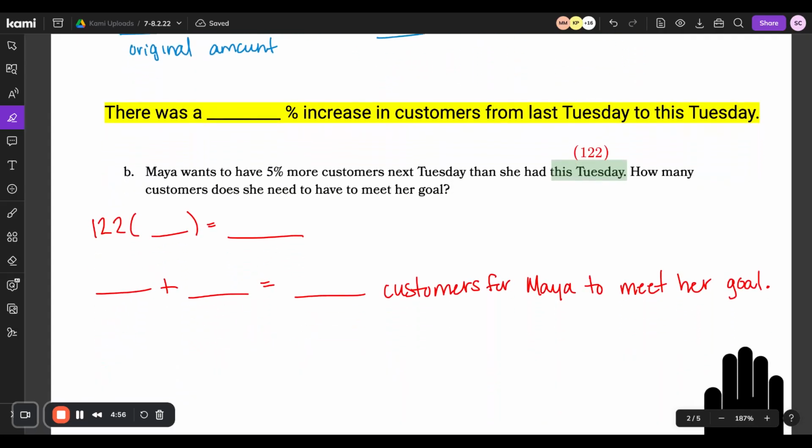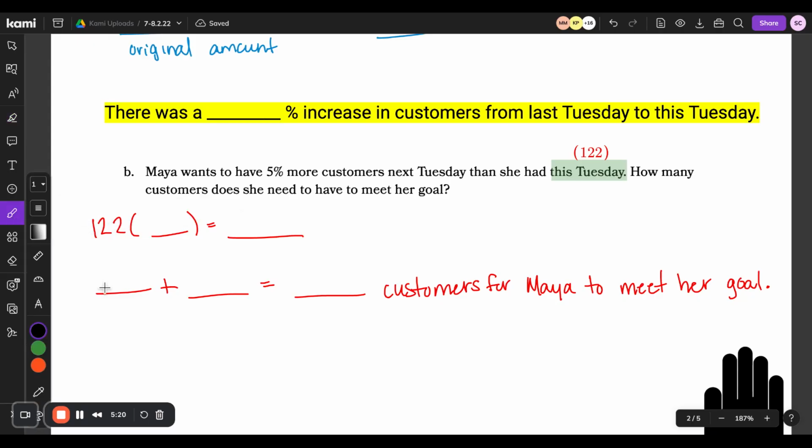And then for part B, it says Maya wants to have 5% more customers next Tuesday than she had this Tuesday. How many customers does she need to have to meet her goal? For this one, it's not a price increase or decrease. You were just finding out what 5% of 122 is. You're going to fill in the blank here.